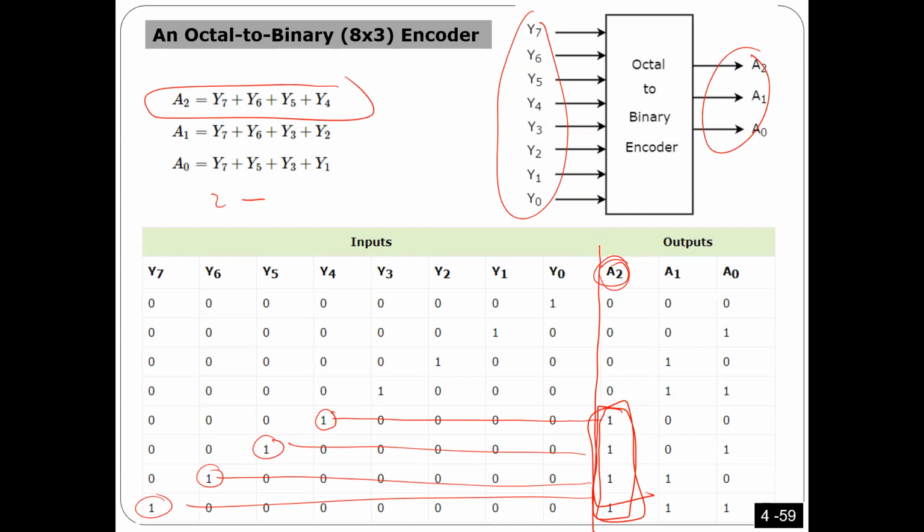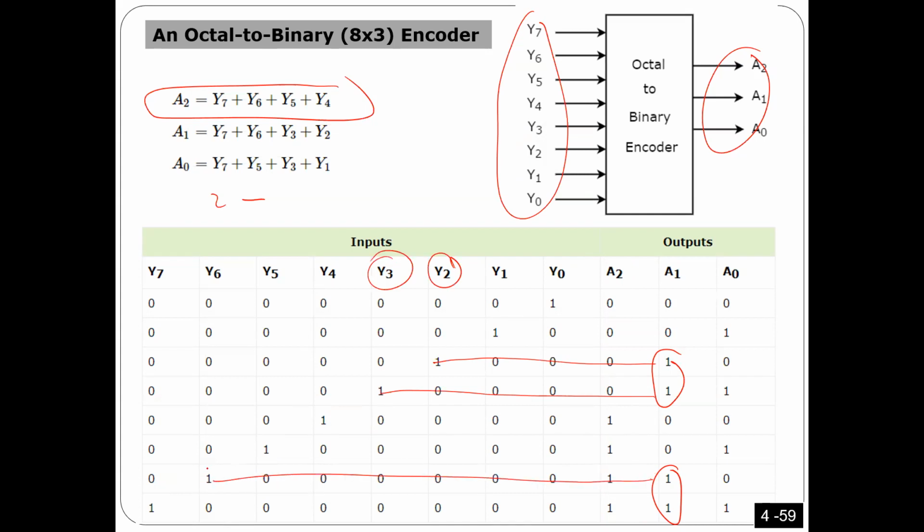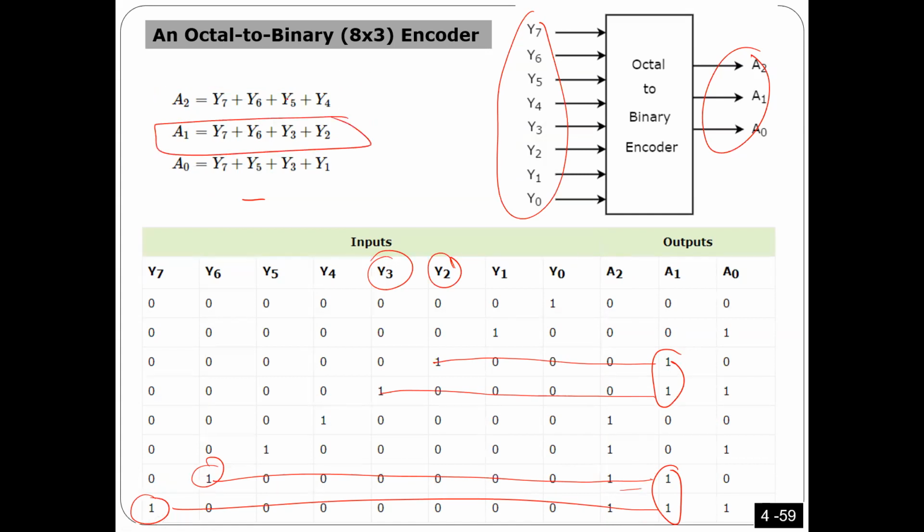Same thing if I go for A1, same thing again. What I'm going to do now, in these 2 cases and these 2 cases: this one is at Y2, this one is at Y3, this one here Y6 and Y7. By this way, I can get A1 here. Any questions? Same thing here for A0.